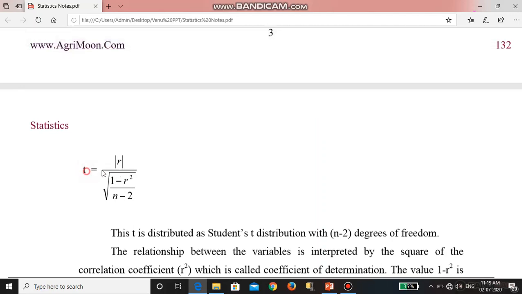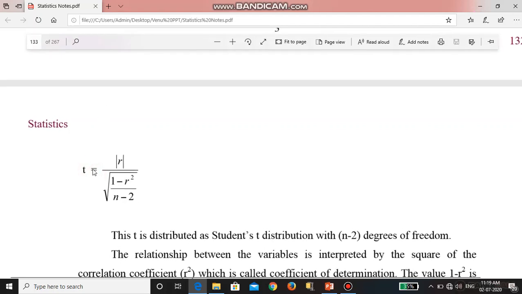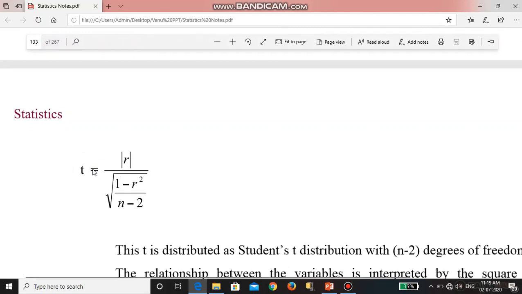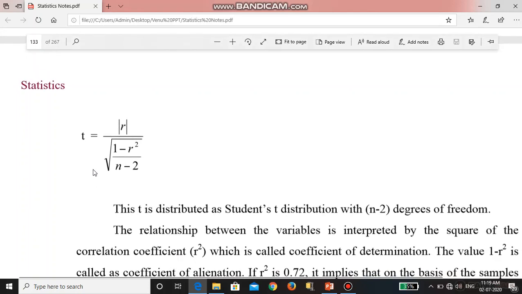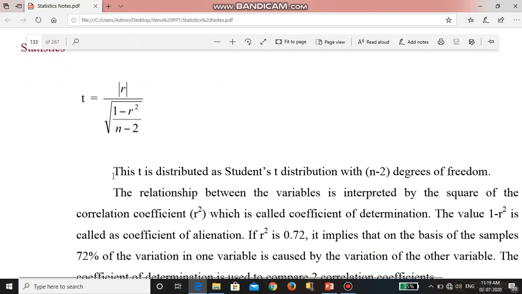So this is the formula: r divided by the root of (1 minus r squared) divided by (n minus 2). This test statistic will follow the student t distribution with n minus 2 degrees of freedom.